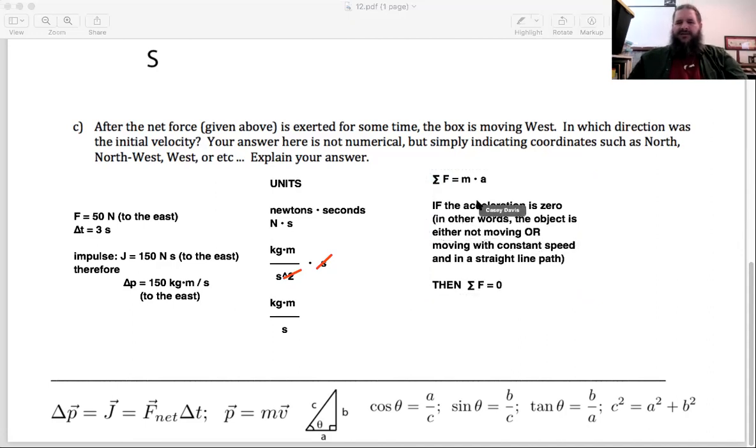So in general, if you know that the object is not accelerating, either it's staying still forever, or it's moving with constant speed in a straight line path forever, then you know that the total force is 0. That doesn't necessarily mean there are no forces. It just means that if there are forces, they all add up to 0. So this is generally what to look for.